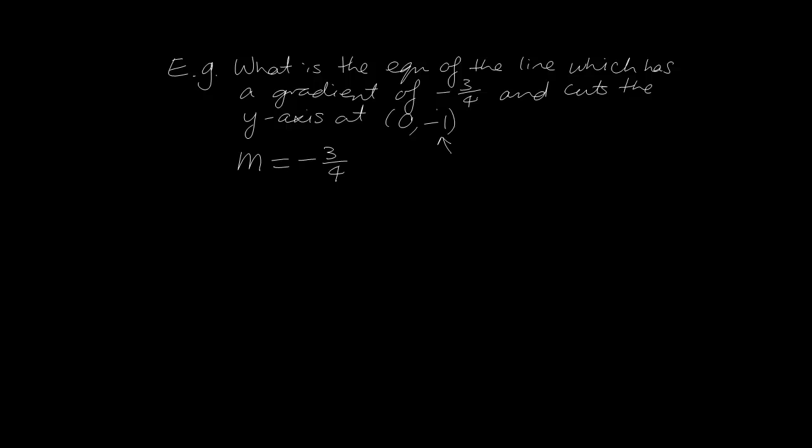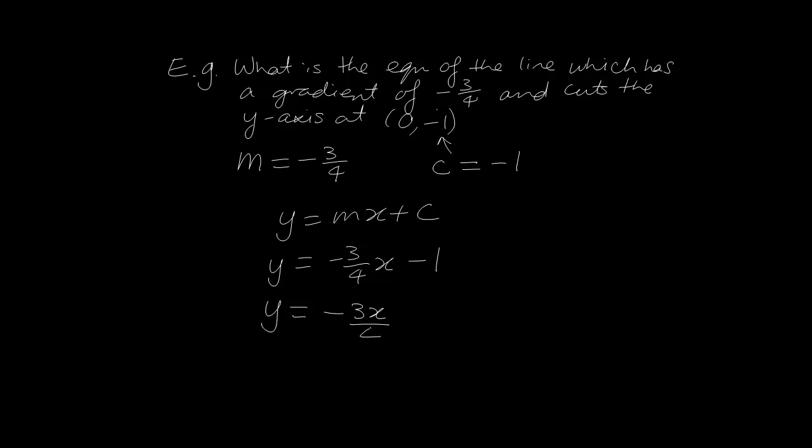and the y-coordinate there tells you your c value is -1, which means that the equation y equals mx plus c will become y equals -3/4 x take 1, just by substituting in those values of m and c. And we could rewrite this as y equals -3x/4, just to combine that as well. So that would be the equation of the line. Let's have a look at one more example.